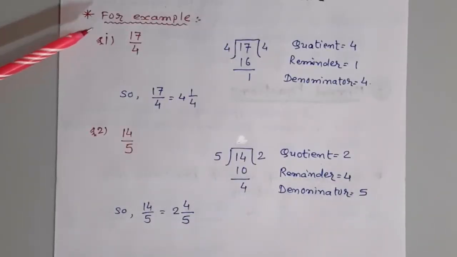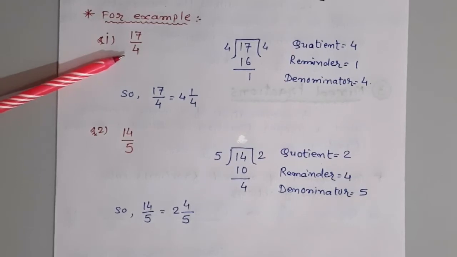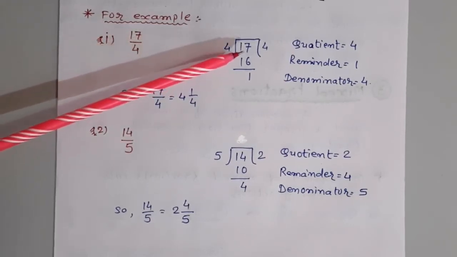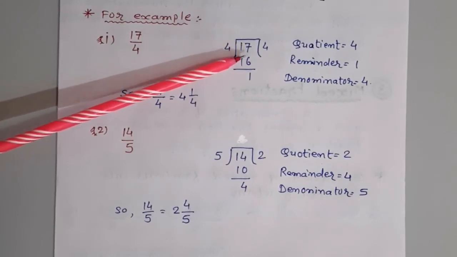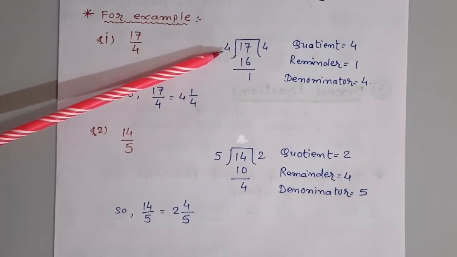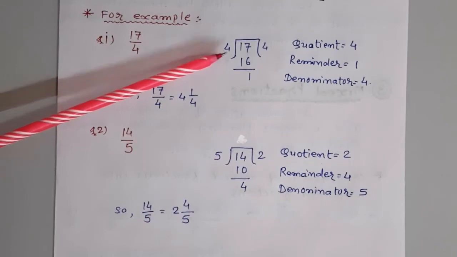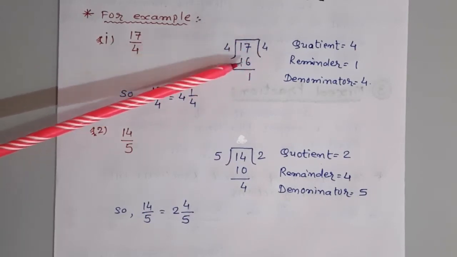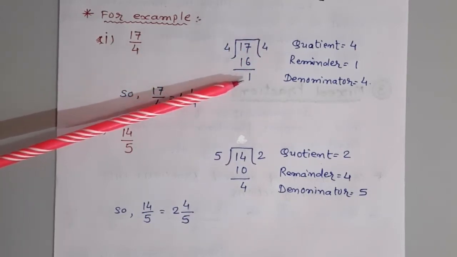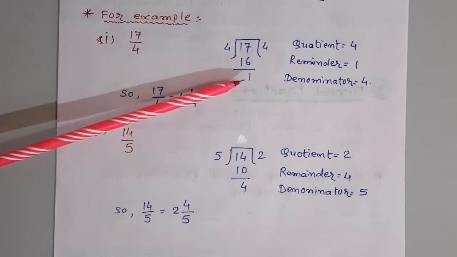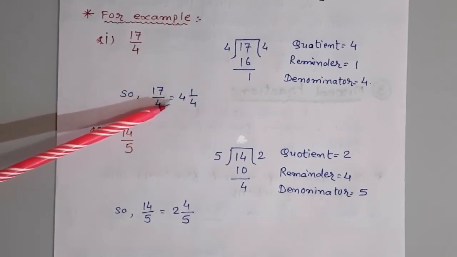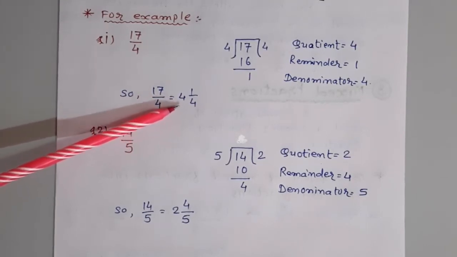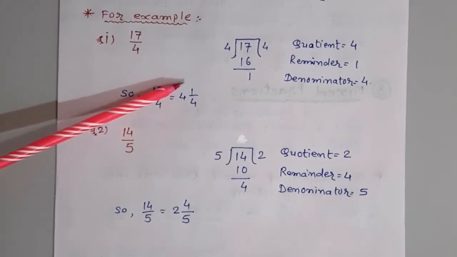For example, 17 upon 4. So we have to divide 17 by its denominator 4. 4 4s are 16 and the remainder will be 1. So we write the improper fraction 17 upon 4 as the mixed fraction 4 integer 1 upon 4.